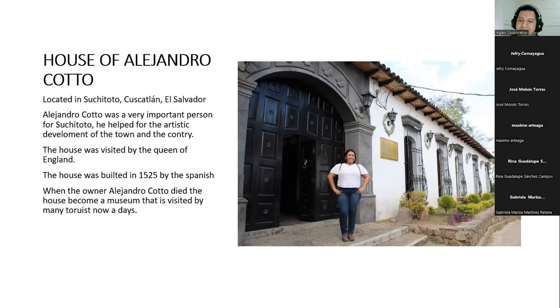Okay, very good. Perfect. It was visited by the Queen of England, right? Have you visited the house? Yes, that one is me. Yes, I can see. That is the house, the one behind. And you can see the lake from the backyard of the house. You can see Suchitlán Lake. Okay, very good. So it should be very beautiful, right? Probably one day we will be able to go there. Perfect. Very good presentation with pictures and everything. Thank you. Very good, Rina.